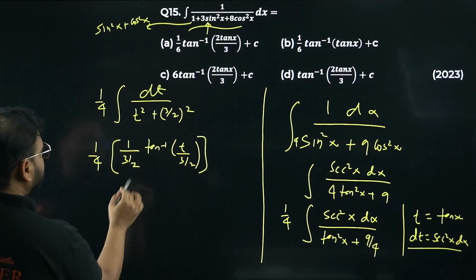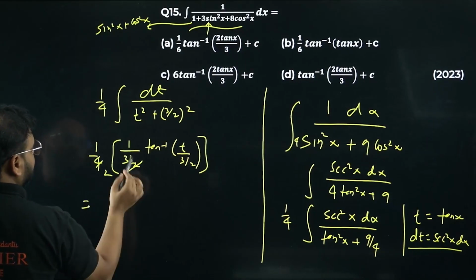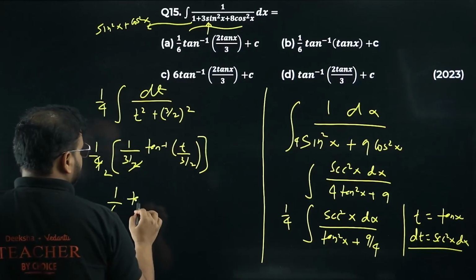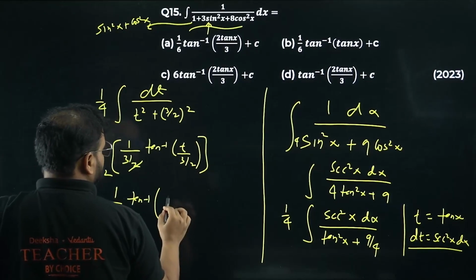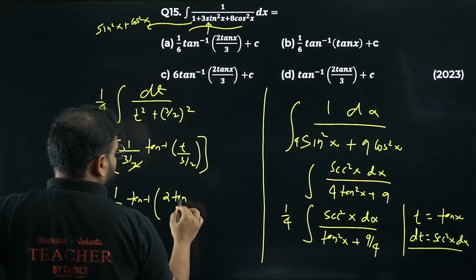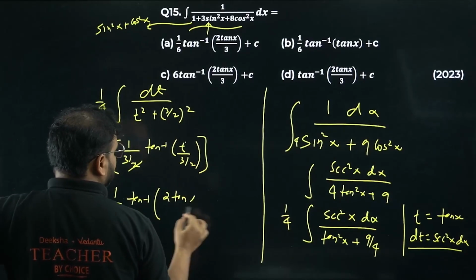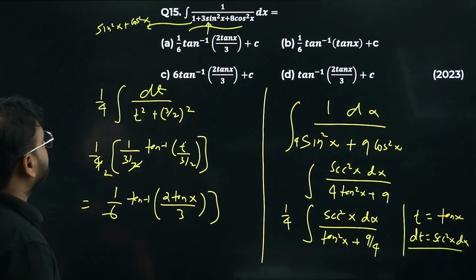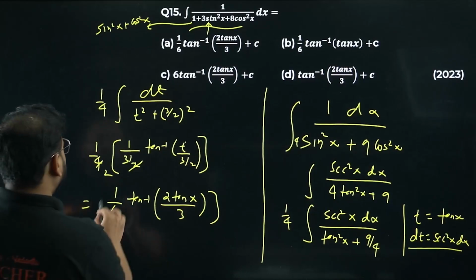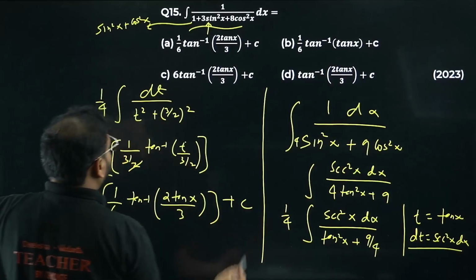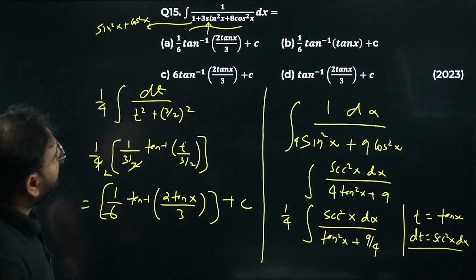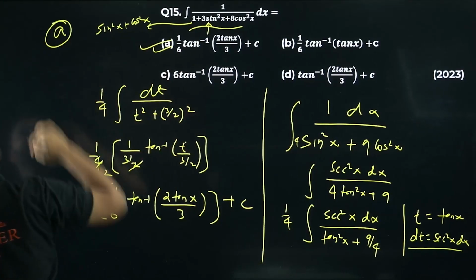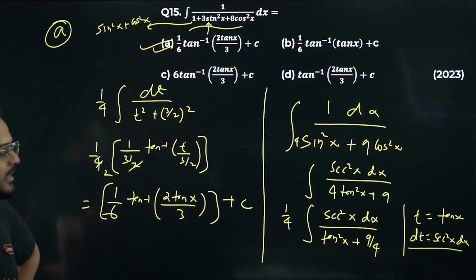So what I get? This is cancelled. I have over here 1 by 3 into 2. So I get 1 by 6 tan inverse of t, and t value is tan only, right? So 2 tan, because this 2 will go up. So 2 tan x upon 3. Please check. That's your answer. Of course, plus c will be there now. 1 by 6. Option A looks right. Option A is correct. Please check.